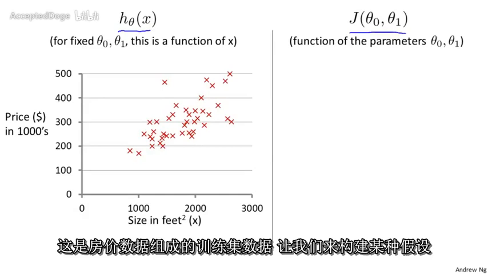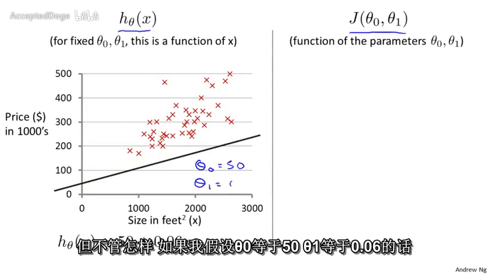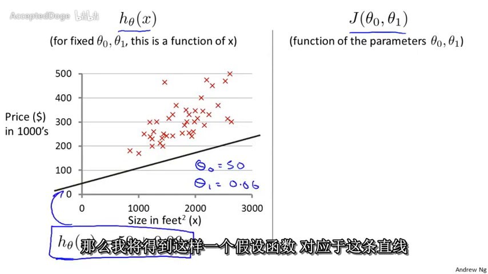So here's my training set of housing prices. And let's pick some hypothesis, like that one. This is not a particularly good hypothesis, but if I set theta 0 equals 50 and theta 1 equals 0.06, then I end up with this hypothesis down here, and that corresponds to that straight line.